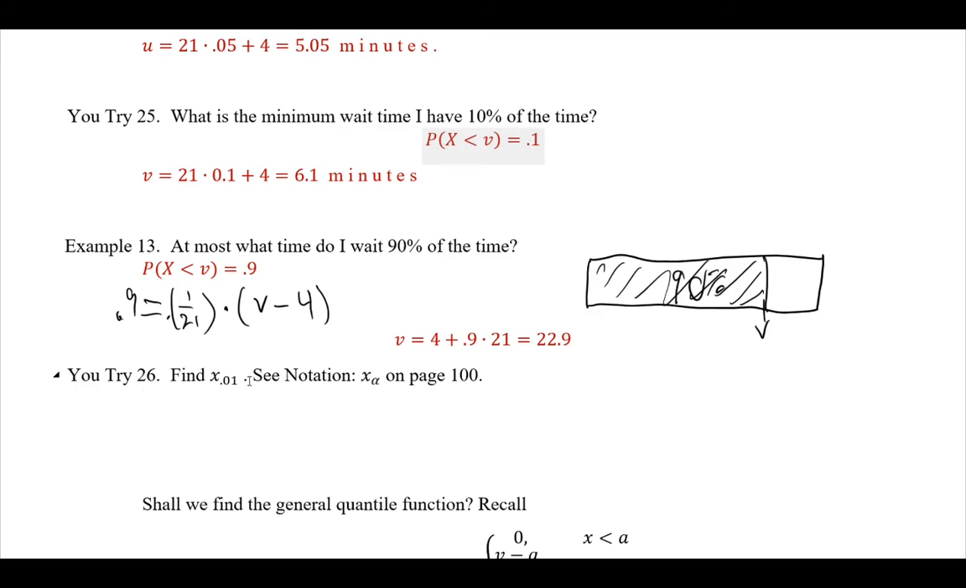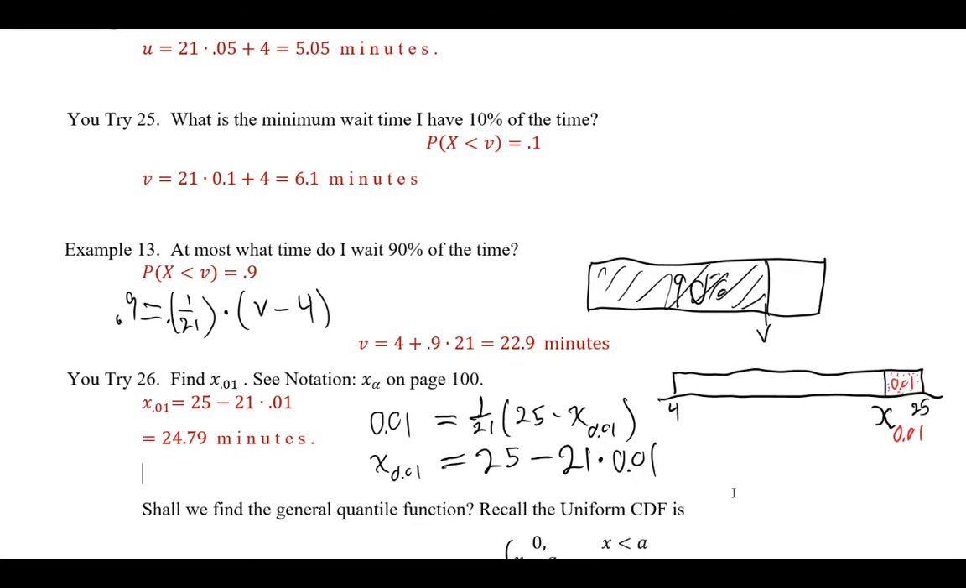Find x sub 0.01. So this is the notation that we found on page 100. Check that out, then find the value. Here, the notation x sub alpha is used to denote how much of the x values would be to the right of it. So if we want 1% of all the x values to be to the right of this particular x value, then the proportion or area to the right needs to be 0.01.